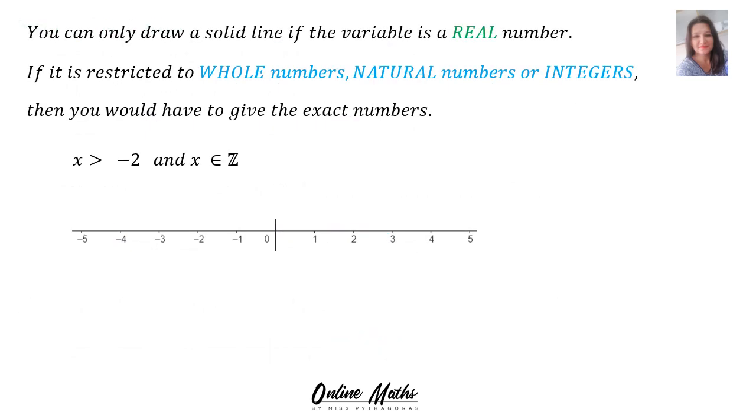You can only draw a solid line if the variable is a real number. If it is restricted to whole numbers, natural numbers or integers, then you would have to give the exact numbers. Now, if I give you, represent this on a number line: x greater than negative 2 and x is an element of Z, which means integers, then you will write this as negative 1, just a dot, 0, 1, and then you put a little arrow and that's where you stop.